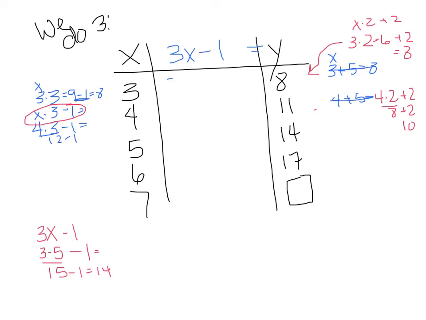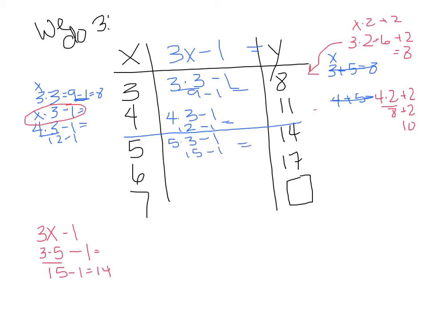And now I can go through and say, all right, that's 3 times 3 minus 1. 9 minus 1 equals 8. The next row is 4 times 3 minus 1. 4 times 3 is 12, minus 1 is 11. The next row, kind of squashing it in there, huh? 5 times 3 minus 1. 5 times 3 is 15, minus 1 is 14.